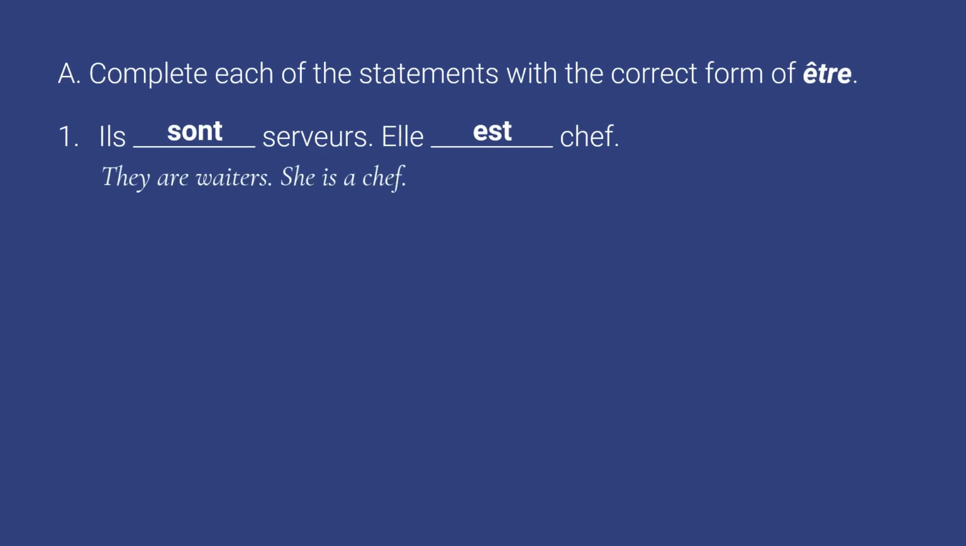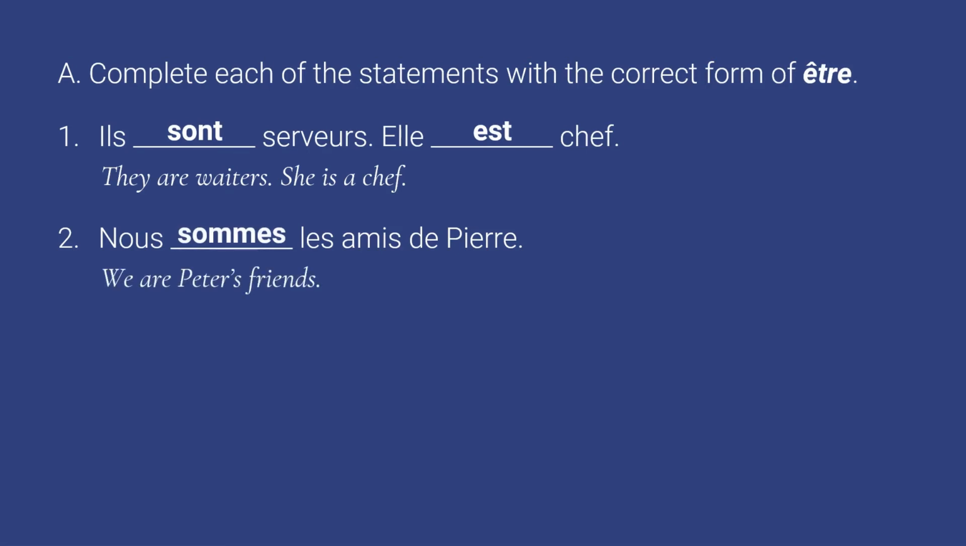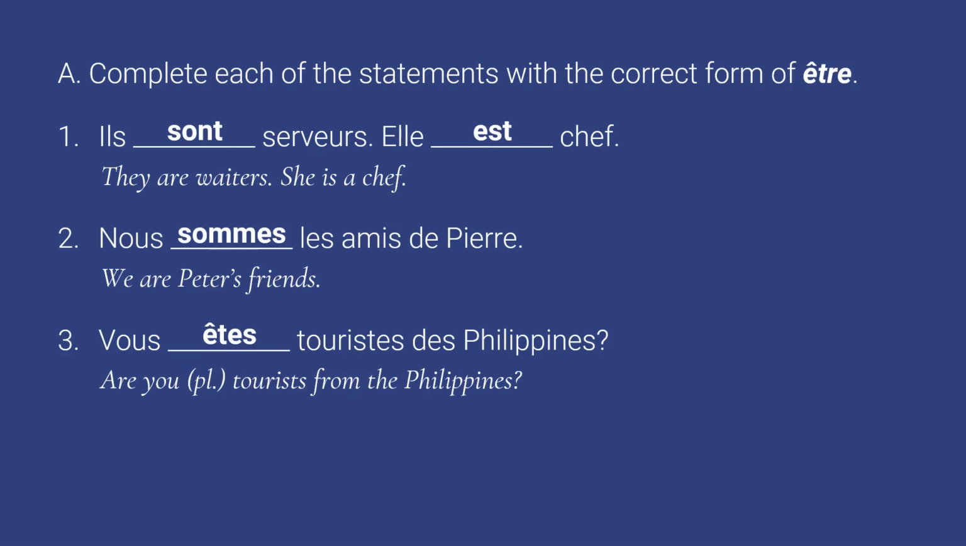Number 2. Nous blank les amis de Pierre. Nous sommes les amis de Pierre. We are Peter's friends. Number 3. Vous blank touristes des Philippines. Vous êtes touristes des Philippines. Are you tourists from the Philippines?